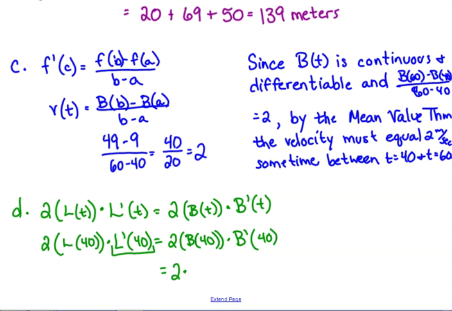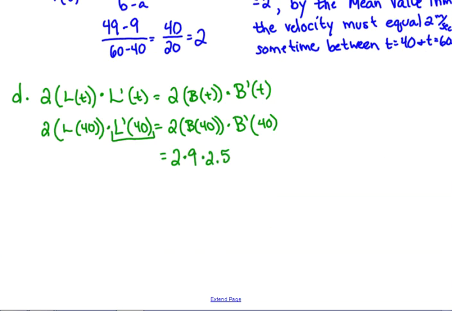B of 40 comes from the table. B of 40 is 9. B prime of 40 also comes from the table. B represents his position, so B prime is his velocity at time 40, so that's 2.5. So 2 times 9 times 2.5. Okay. Now, L of 40, that comes from that original equation that they gave us.